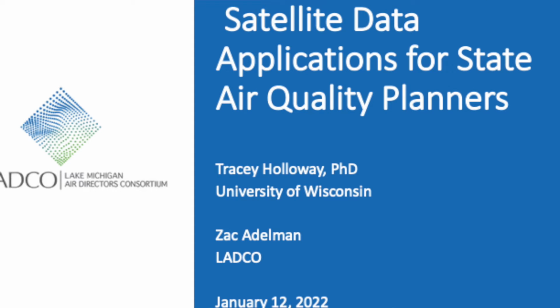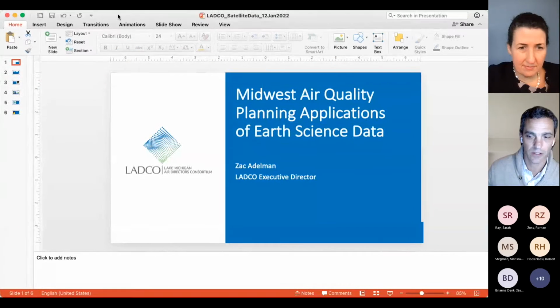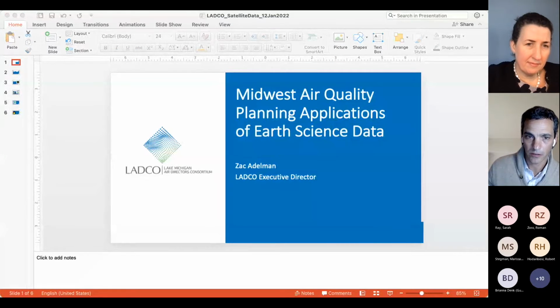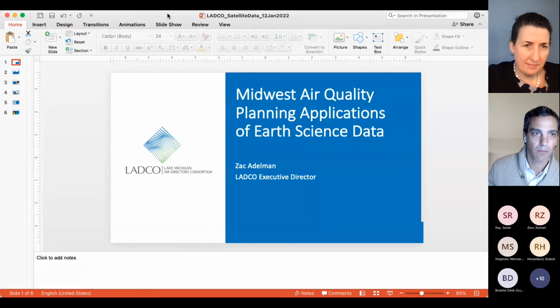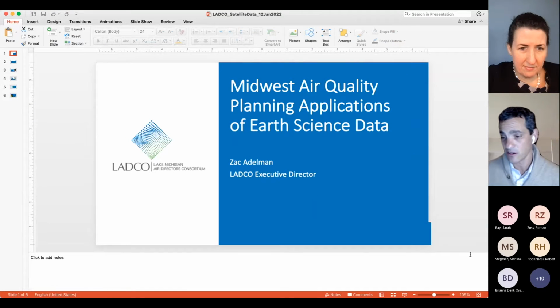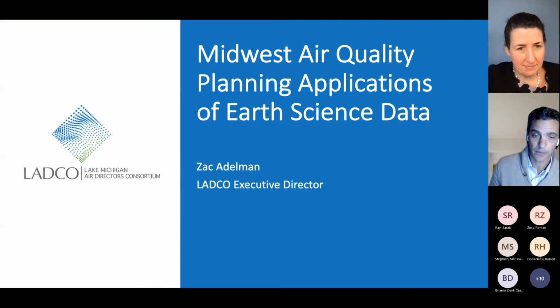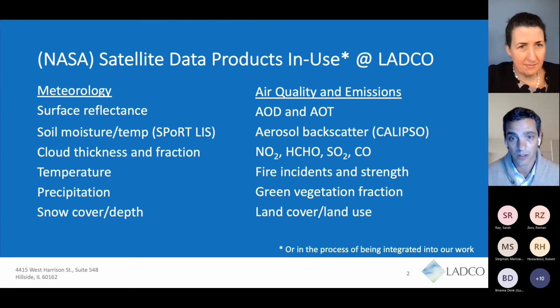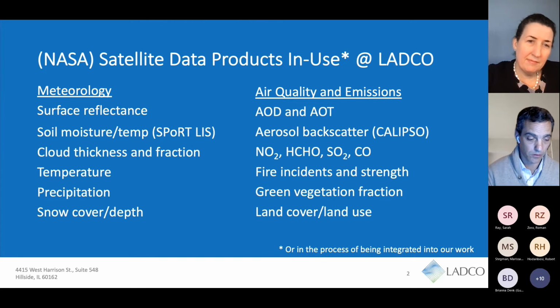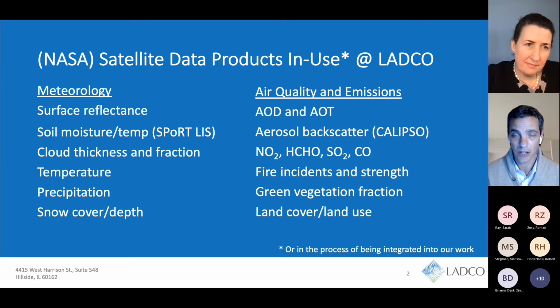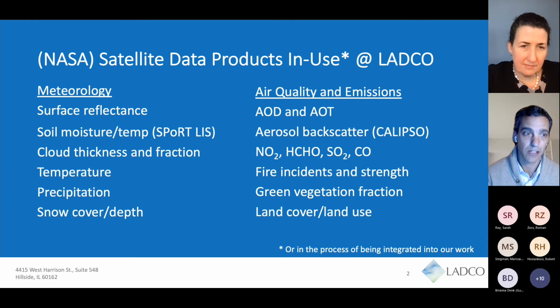So I had presented a variation of these slides at a NASA meeting in the summer. And it was basically making the case that we're already using satellite data pretty heavily in our work here at LADCO. The meteorology modeling that we do to support the regional scale air quality modeling, the WRF modeling, has satellite data integrated into its solution in many different places.